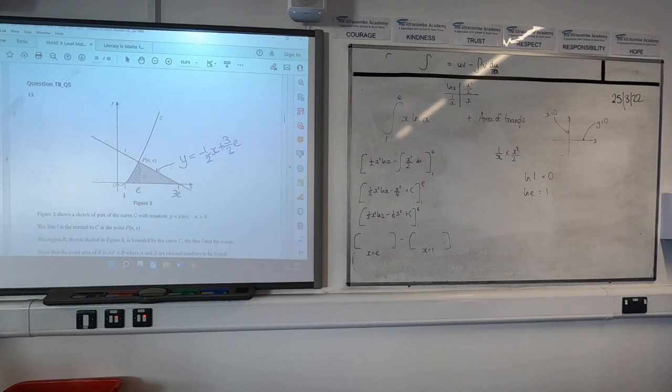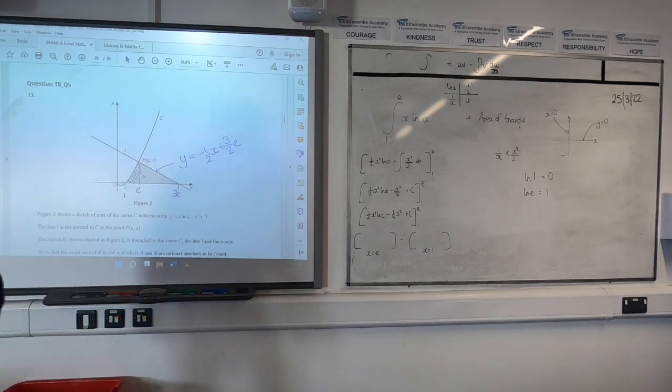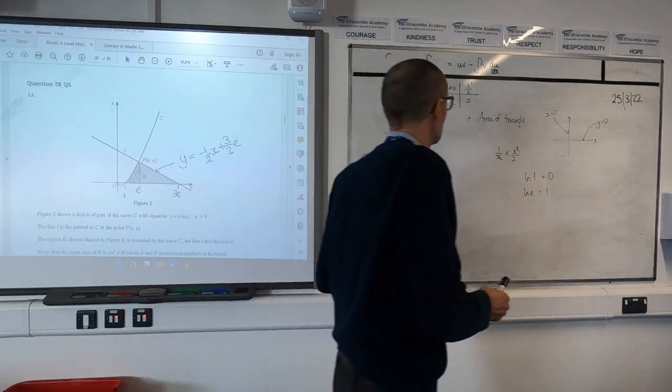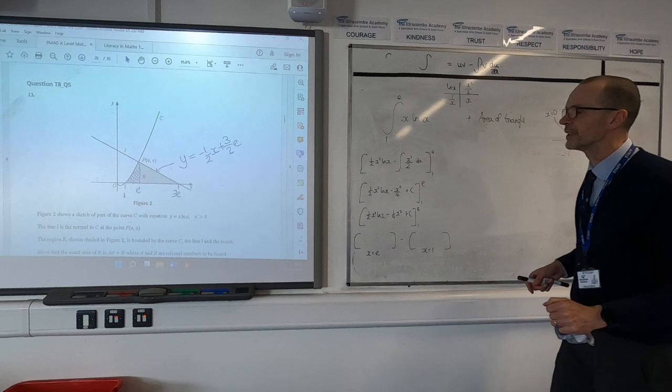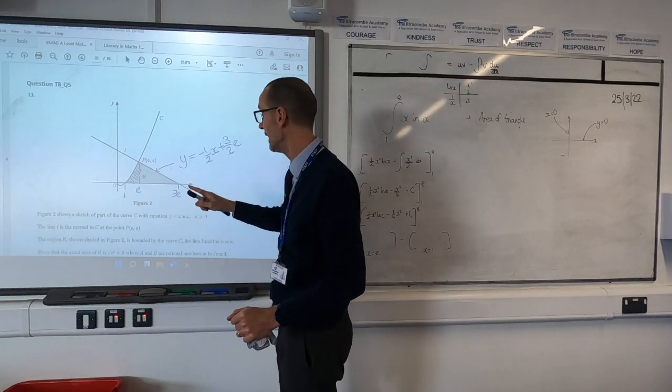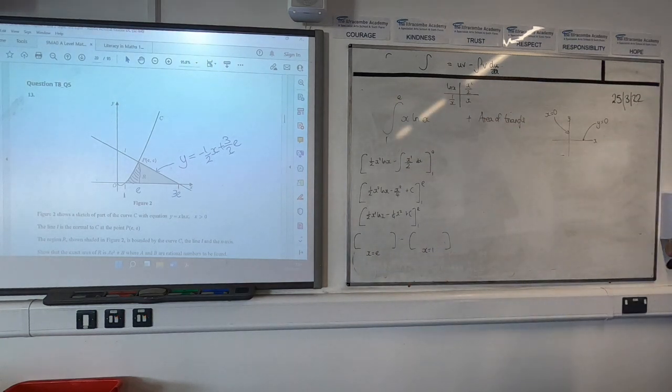By all means go on and work out the area of the triangle as well and see if you can add them all together. You could work out the area of the triangle by integrating that between e and 3e. You'd be crazy, but you could. You get the same answer.